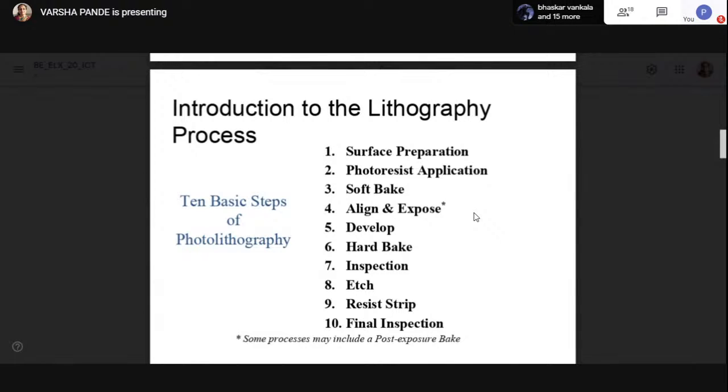After this, hard bake means again it is heated to about 500 to 600 degrees for about 30 minutes. That is called hard bake. At the time of hard bake, any leftover particles of photoresist within the created window will be vaporized and removed away. For this the hard bake is done. After this, inspection. Whatever mask we have kept, as per the mask, whether that window is created or not should be inspected. After this, etching.